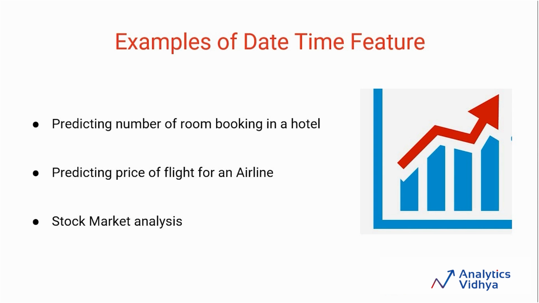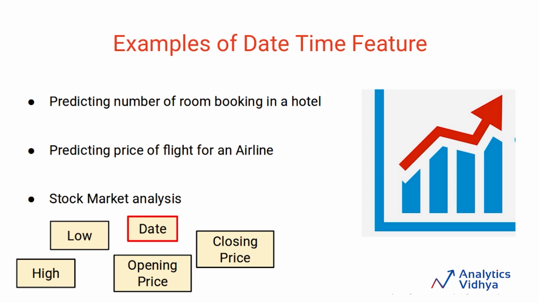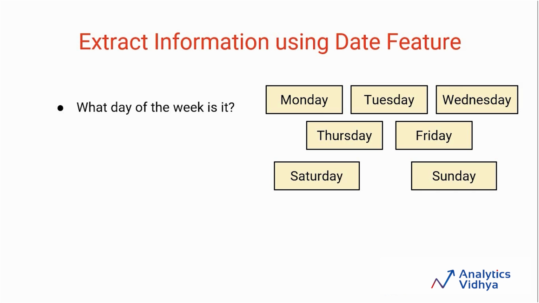Another example, and a very common one, could be stock market analysis, where having the date, of course, is of utmost importance. Using the date, we can find if there is any pattern in the increase and decrease of the price. For instance, is the closing price more on Mondays and low on Fridays, or vice versa? Well, now that we understand that there are a number of problems where we can have the date time feature, let's see what valuable information we can extract from these date time variables. Using the date, we can determine which day of the week it is.